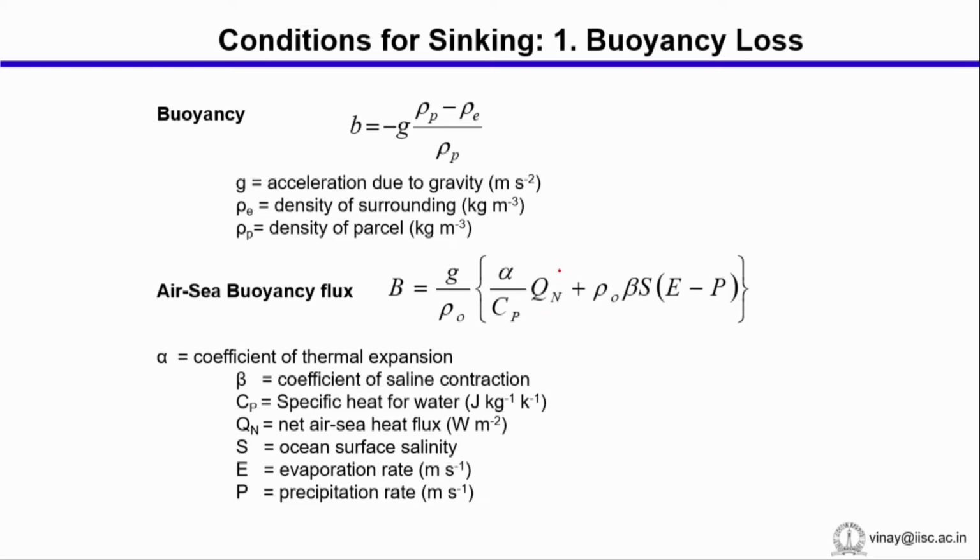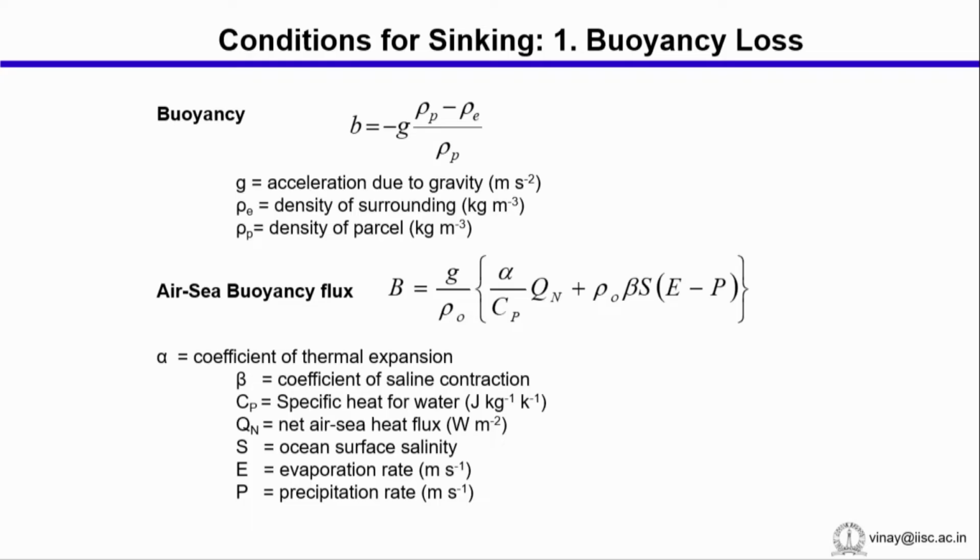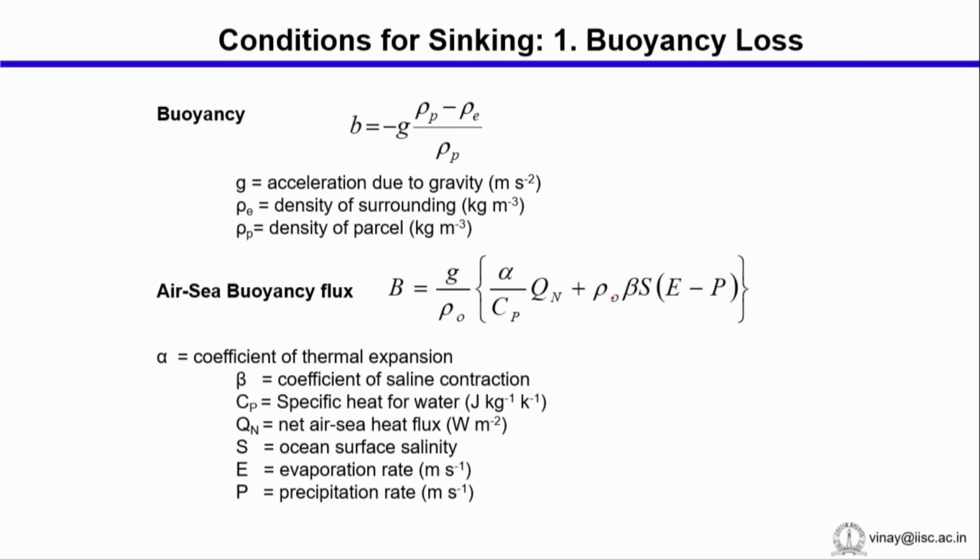Qn is the net air-sea heat flux. This net air-sea flux is a sum of the effects of radiation, loss by latent heat flux, sensible heat flux, and outgoing long-wave radiation from the sea surface. The second term has rho_0 beta S (E minus P). S is the salinity, E is the loss of water by evaporation, and P is the gain of water by rainfall.